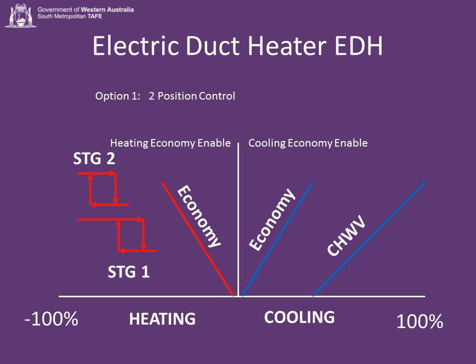Stage 2 heating will come on at around about minus 90%, but stays on to about minus 60% by the look of it. Okay, so that's two-stage EDH. And remember, with an electric duct heater, it's either on or off. We call this two-position control, or sometimes differential control, or hysteresis control.